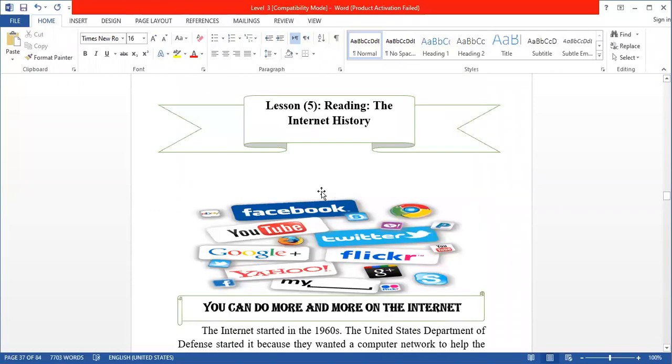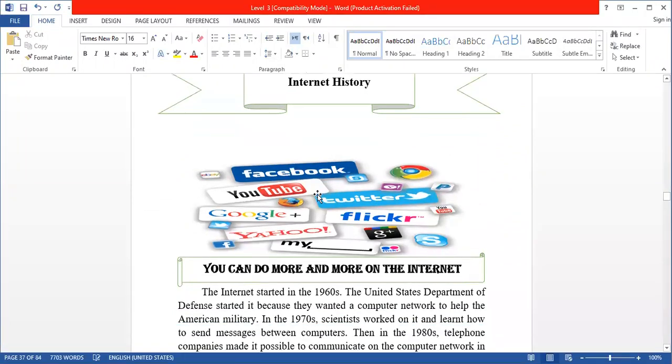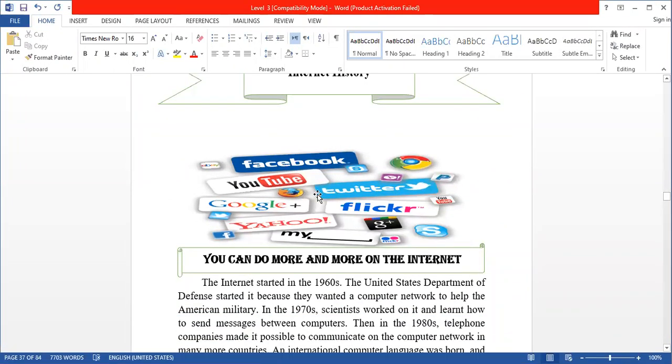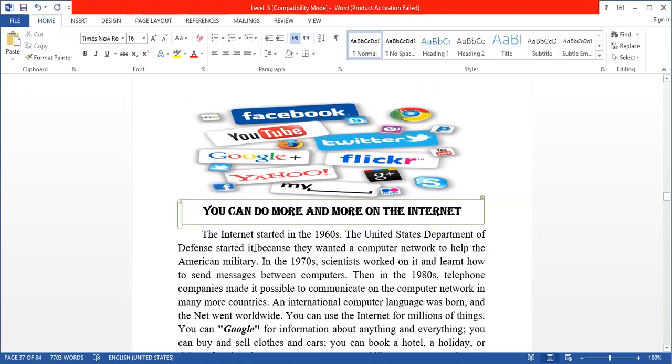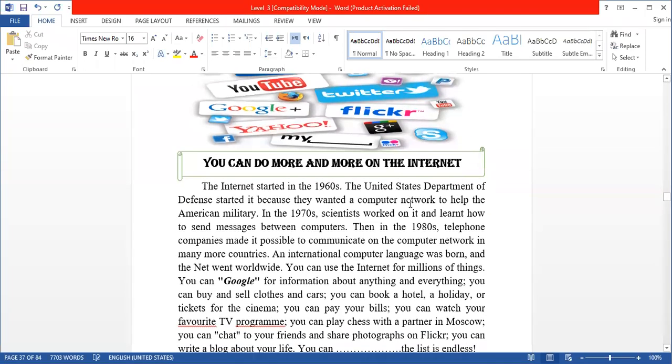As you see here, these are different programs that we can use on the internet, like Facebook, YouTube, Twitter, Yahoo, Google, Flickr, Skype, etc. The internet started in the 1960s. The United States Department of Defense started it because they wanted a computer network to help the American military.